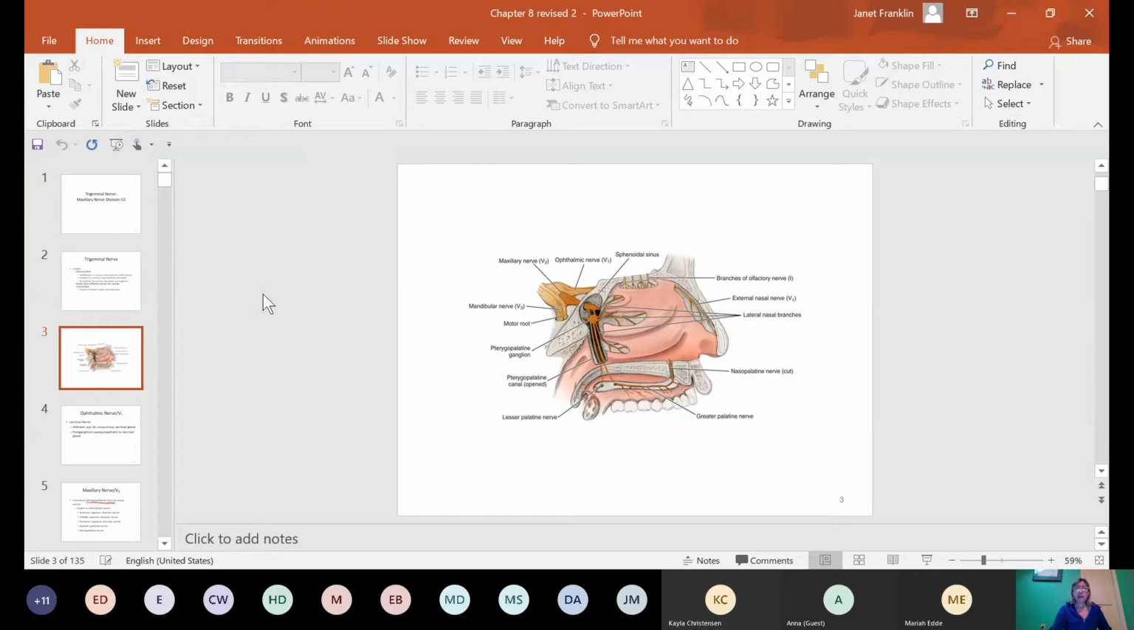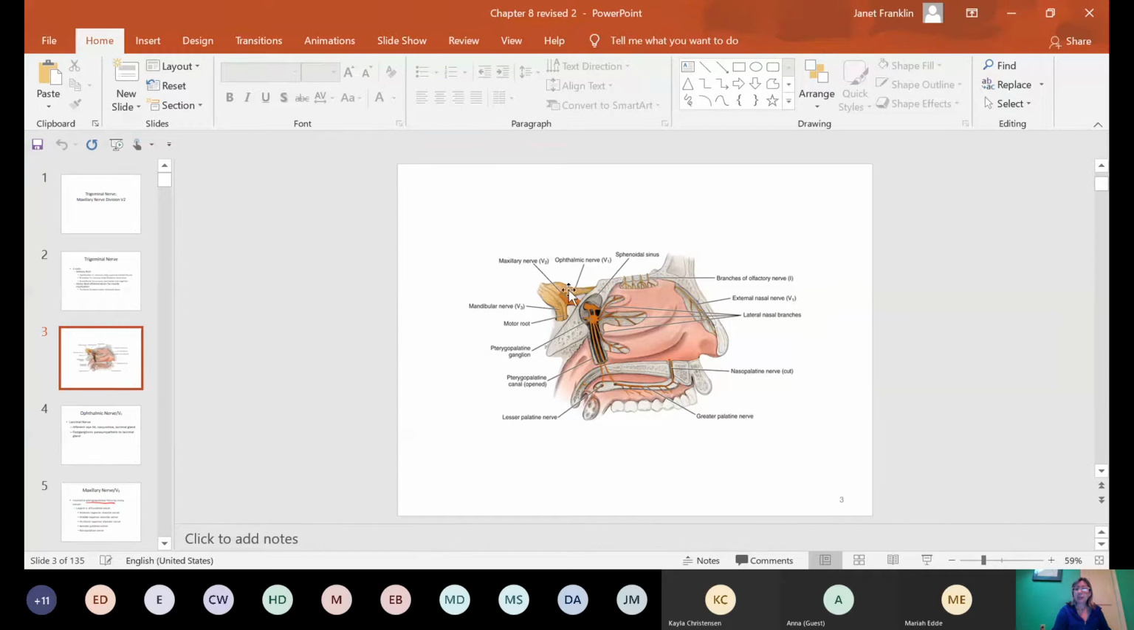This is a picture of the trigeminal nerve on slide 3 and where it comes through for orientation. This is the nose right here. So this is the front of your face. It's a lateral view. There's your teeth right here. And this is where the trigeminal nerve comes from the brain down to the facial area.